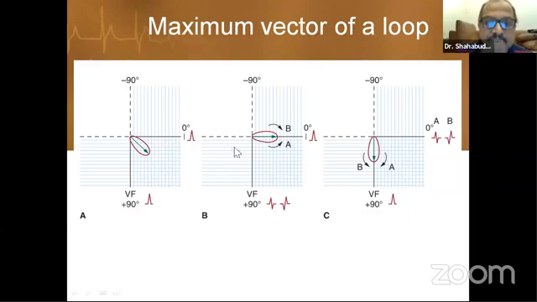If you look at this figure, this loop is directed toward lead 1, so definitely it will produce a positive deflection in lead 1. But what about aVF? This hemifield is perpendicular to aVF, so this will produce an equiphasic deflection, either positive or negative.